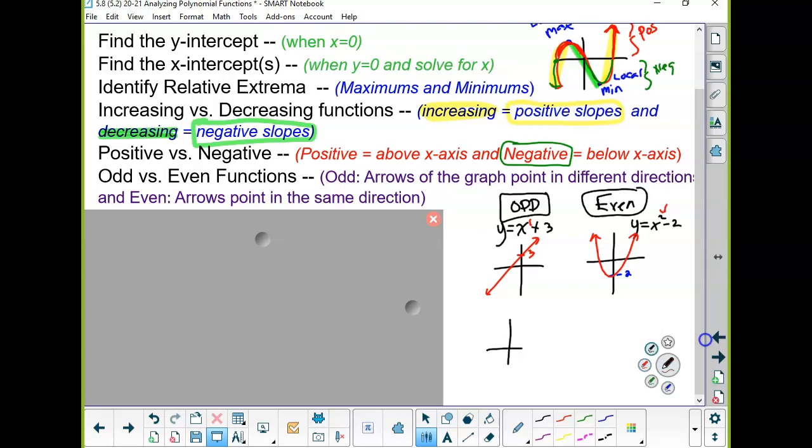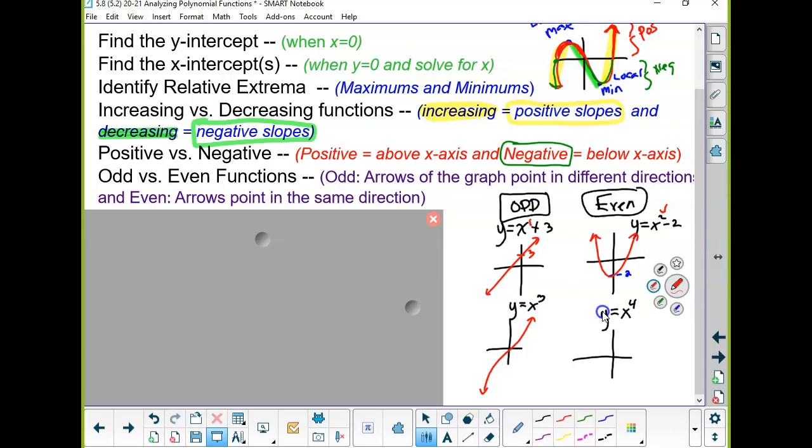Graphs you might not be super familiar with, but we will be eventually, is what if it was x to the 3rd? A cubic graph goes like this. It starts low and ends high, and you can see that that is an odd function, because one arrow is low, one arrow is high. If we kept going with this pattern, again, I don't expect you guys to be here yet. We'll get here by the end of the year.